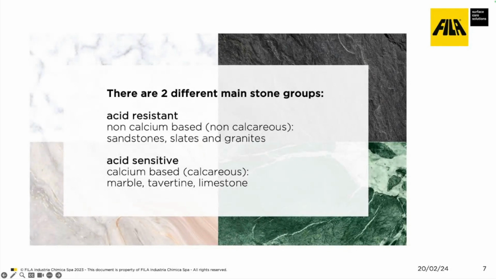On the acid sensitive, meaning the stones that contain calcium, marble, travertine, limestones, onyx is another example, for instance. So these stones are very, very sensitive.